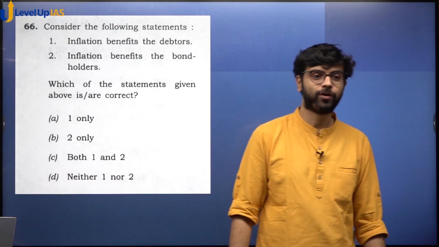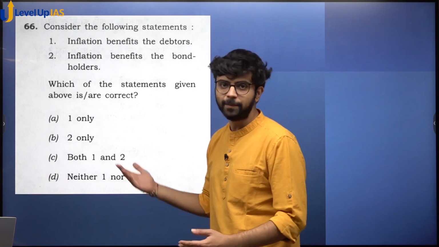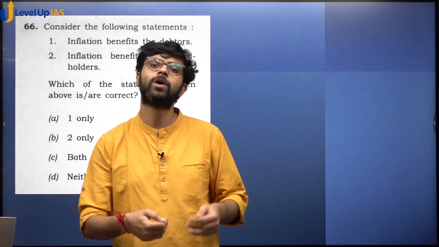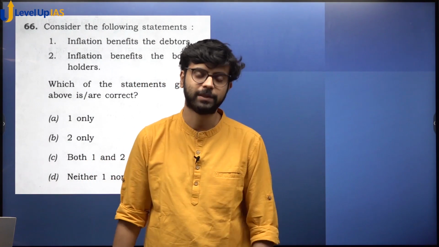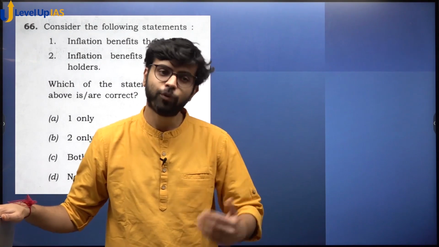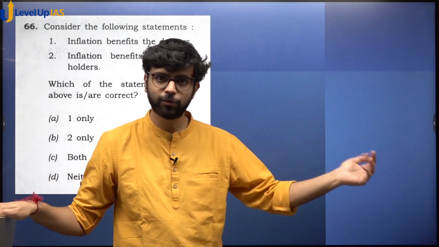It benefits the borrower, which means it benefits the debtors. How? When you are a debtor, meaning a borrower, and you are borrowing money from your friend, he is giving you a 100 rupee note. You want 100 rupees. He is transferring you purchasing power worth how much? 100 rupees. Today he can use that 100 rupees to buy anything. You can use that 100 rupees to buy anything.